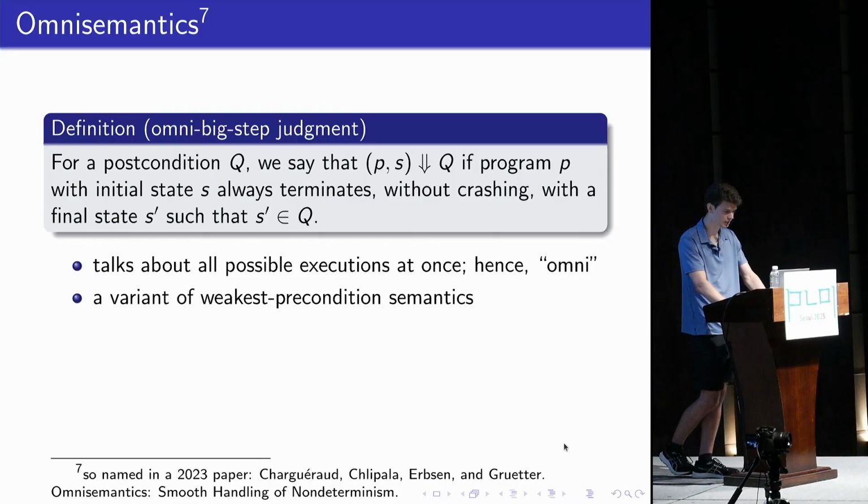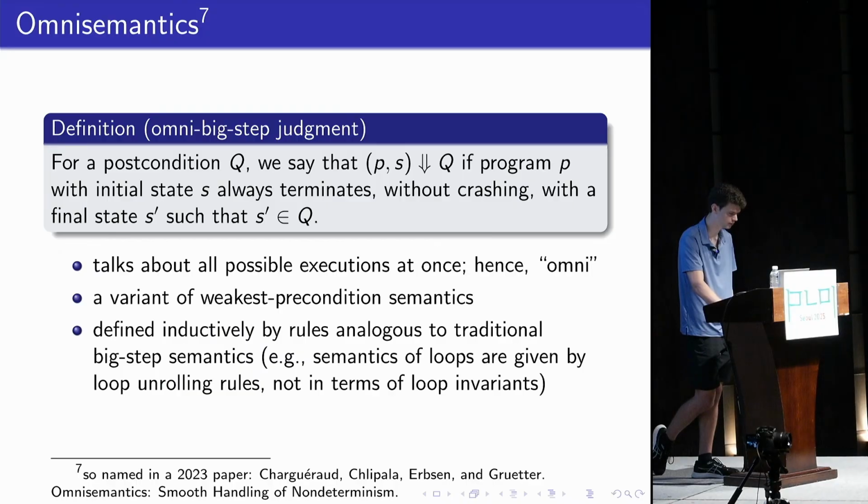The main difference between this and usual big step semantics is that instead of talking about programs running to final states, we talk about programs running to postconditions. For a postcondition Q, we say that program P with initial state S runs to the postcondition Q if the program always terminates without crashing in a final state satisfying the postcondition. Or we can think of postconditions as sets of allowed final states, in which case we just say the final state should be an element of that set. This is a variant of weakest preconditions semantics, which hopefully you've heard of.